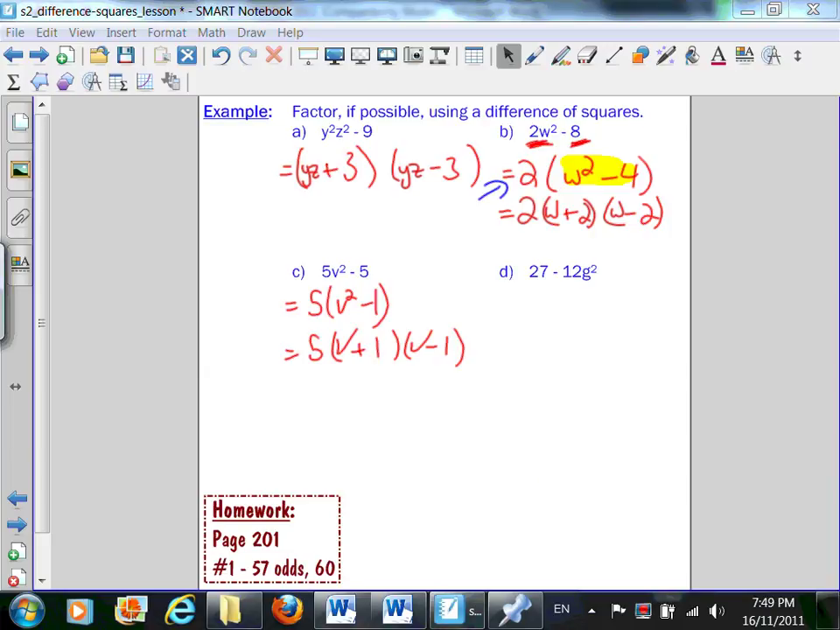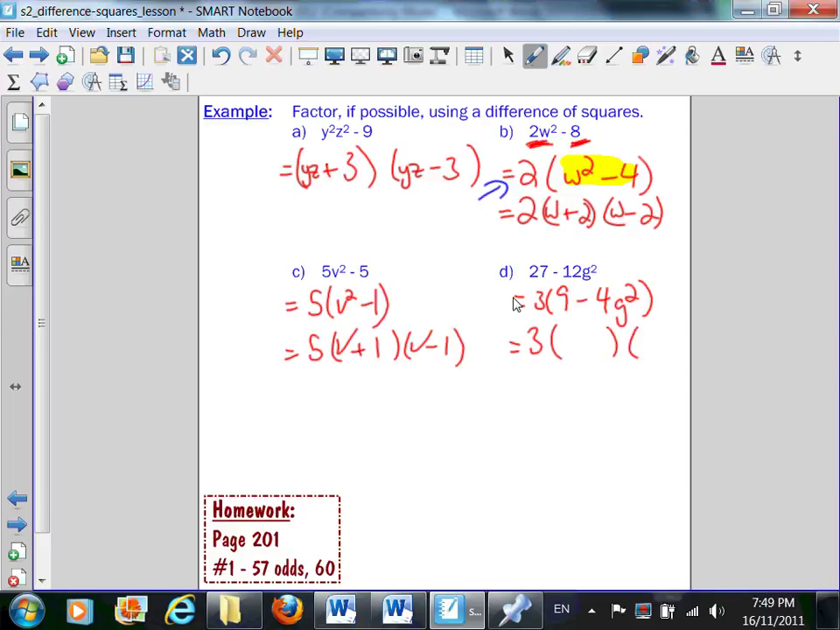Now our last example is 27 minus 12g squared. What we need to do here is take out a common factor of 3. If I take out a common factor of 3, I have 9 left over here because 27 divided by 3 is 9. Minus 12 divided by 3 is 4. And the g squared remains g squared because I'm not dividing out any g's. So 9 minus 4g squared is my difference of squares. So I put the 3 here, and then I put my 2 sets of brackets.